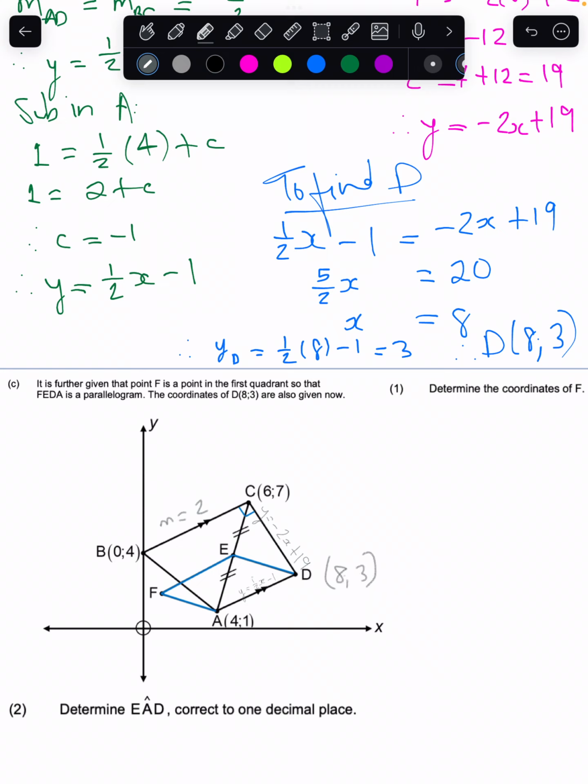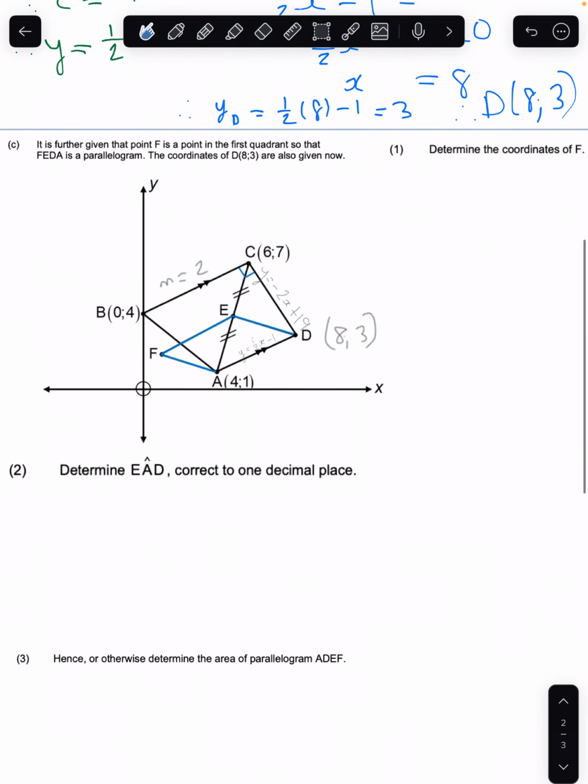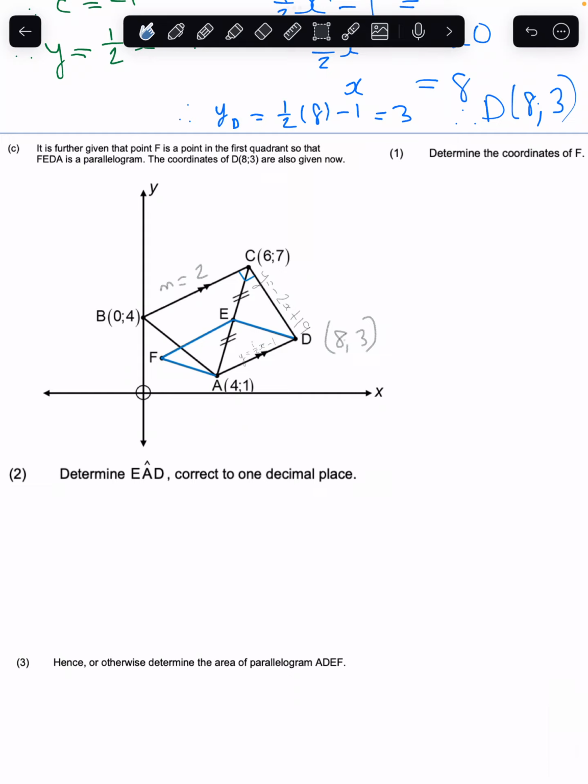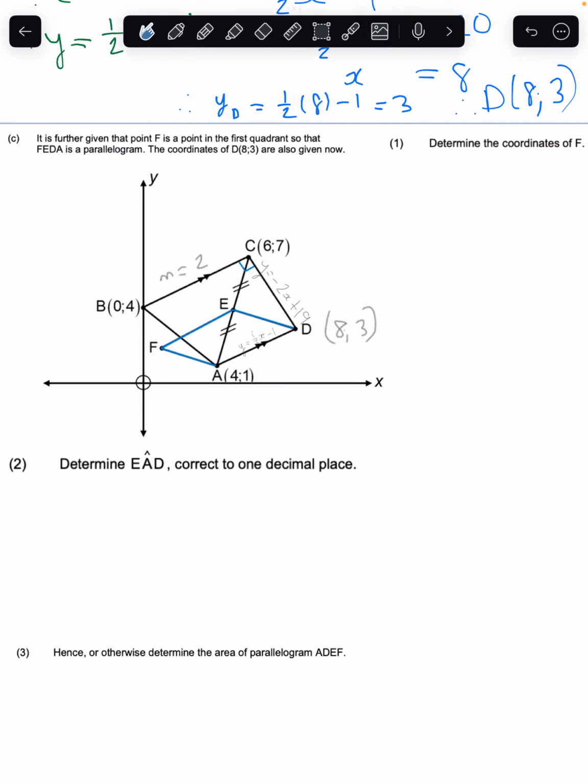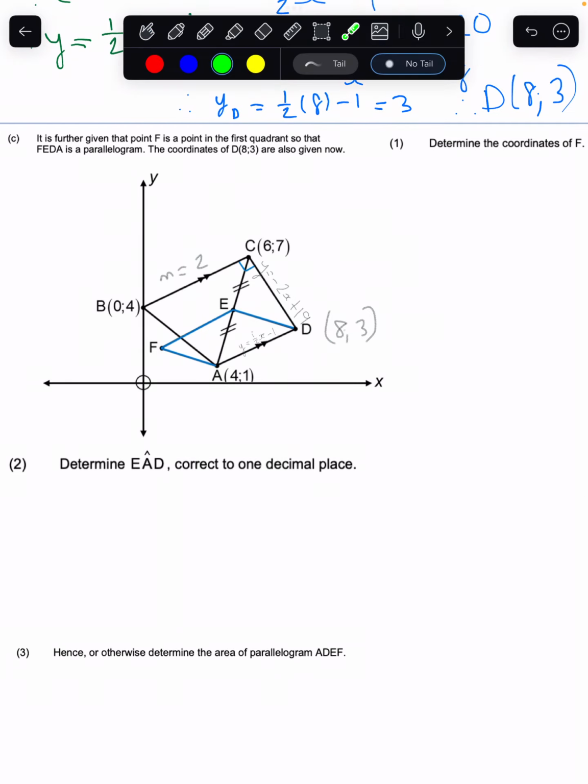Okay, cool. So the next question says, it is further given that point F, this guy, is a point in the first quadrant, so that FEDA is a parallelogram. And remember that this order matters. That tells you the direction, or the relationship, or the sequence of the vertices of the parallelogram.